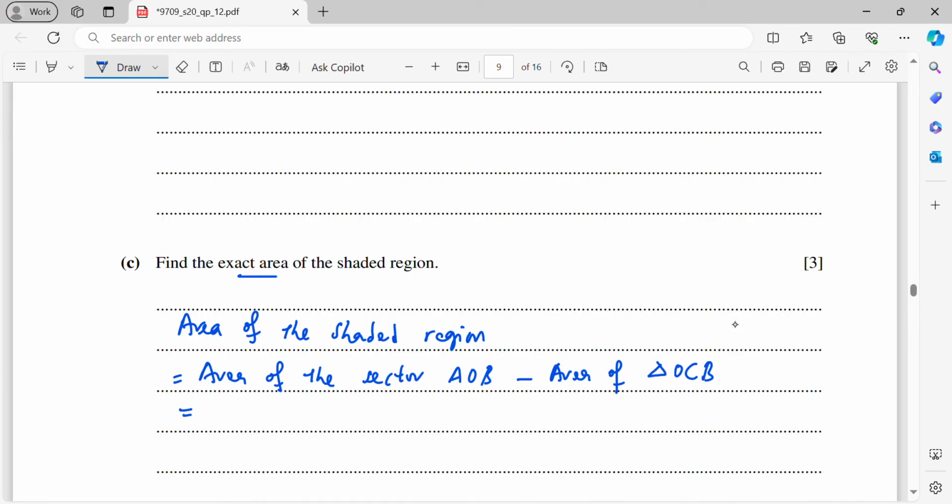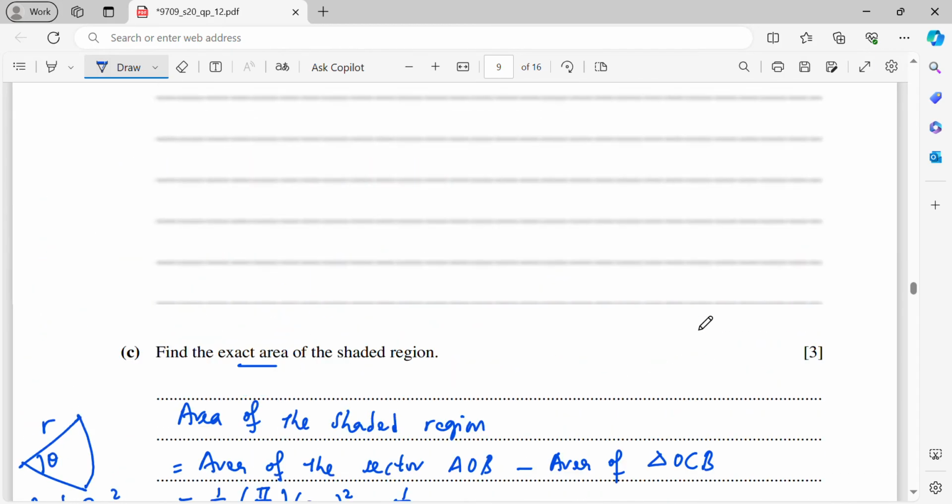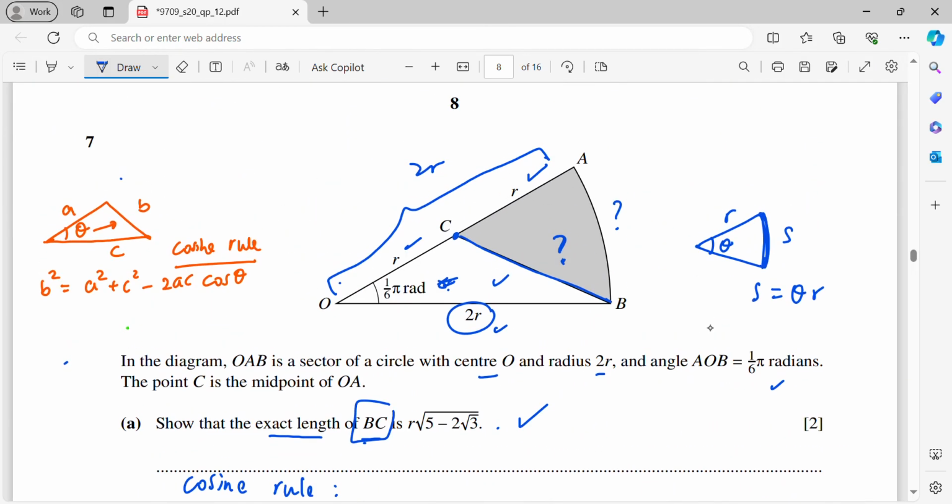Okay, so this area, let's say here is the general form. So the area is basically half theta r squared. So now I will get half. My theta is pi over 6. My r is 2r. So you squared it. Okay, minus area of triangle. Okay, let's say this is a triangle. And now we know that here is the theta. So as long as you know these two sides, so the area is half AB sine theta. Okay, therefore I will get half. Now go back to the triangle. So half OC OB sine pi over 6.